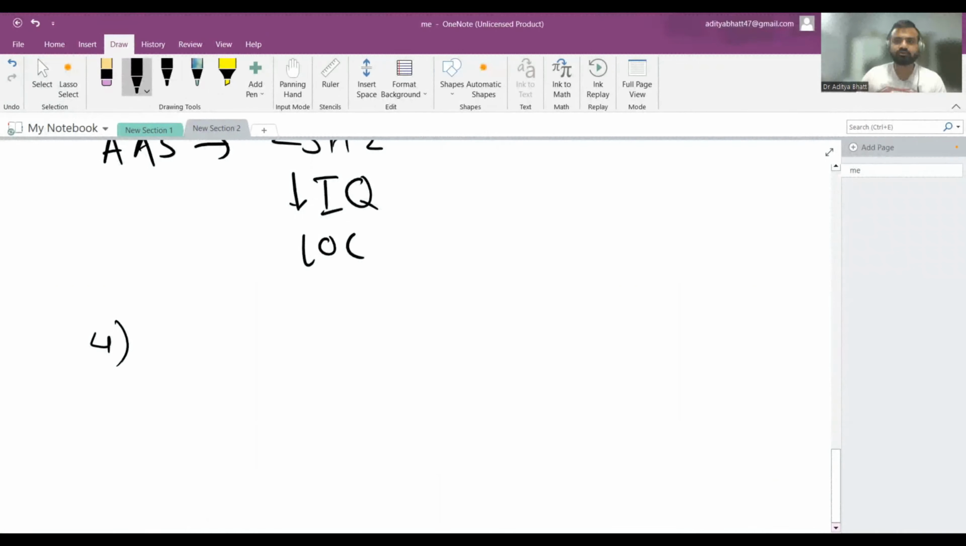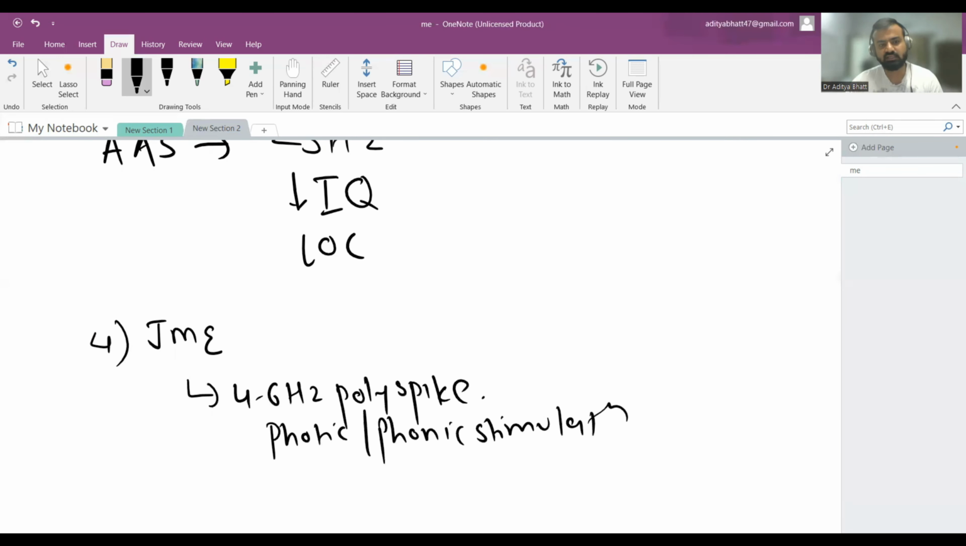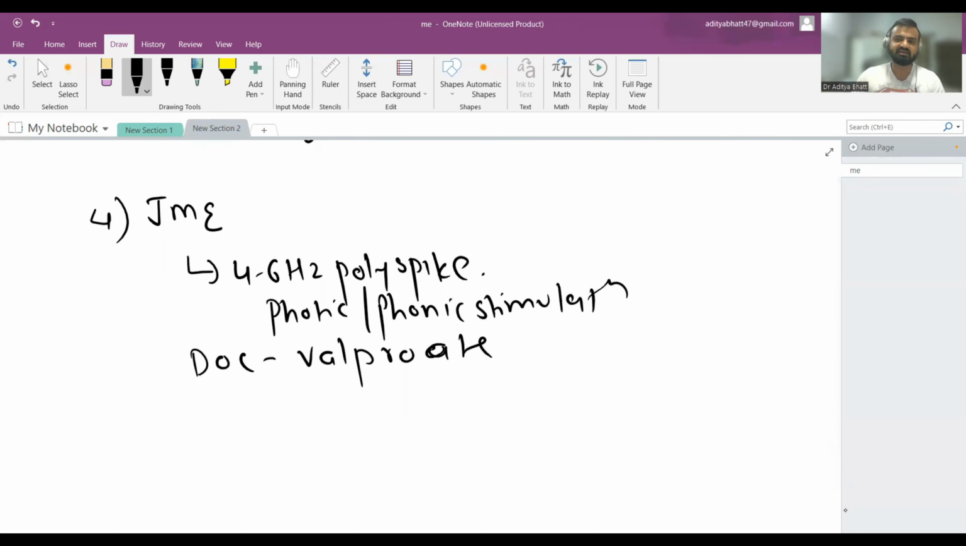The fourth epilepsy that I wanted to tell is juvenile myoclonic epilepsy. In these patients, it is a 4 to 6 hertz polyspike pattern, and there is exacerbation of seizures after the child has not slept overnight. The child suddenly develops seizures early in the morning, and the polyspike pattern is stimulated on photic or phonic stimulation. The drug of choice is valproate. Majority of these patients get converted into either GTCS or other epilepsy. That is why you have to remember this.